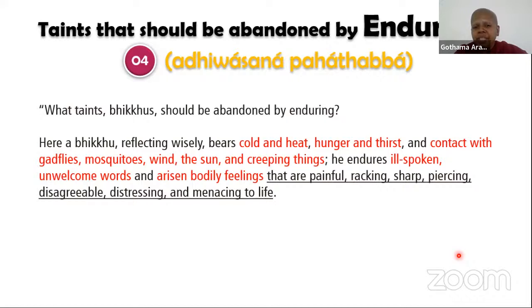So why do we get to hear these unwelcome words? What is the reason that we get to hear these unwelcome words? Yes. The things that we have scolded, in the same way, to the same people, we get back.